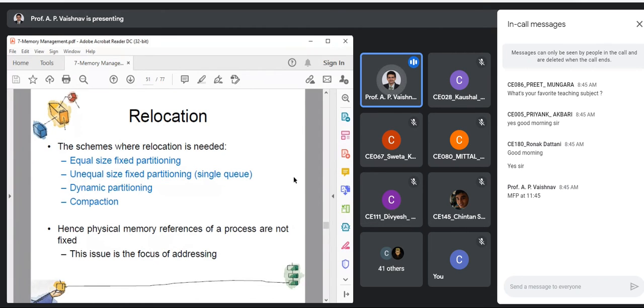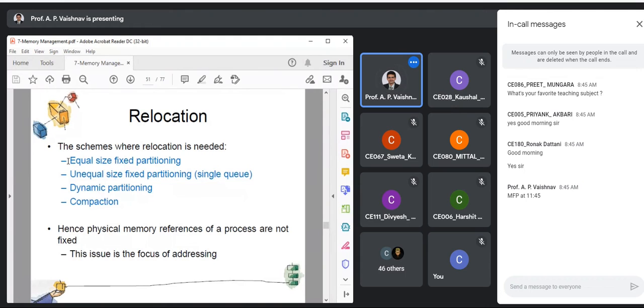So we were discussing the concept of relocation, right? Relocation means you shift a process as and when required, right? So in which kind of partitioning methods relocation becomes necessary, right? So that's what we'll discuss first, and then we are going to go for the important topic, as I said, that is paging, right? So let us start with the first case.